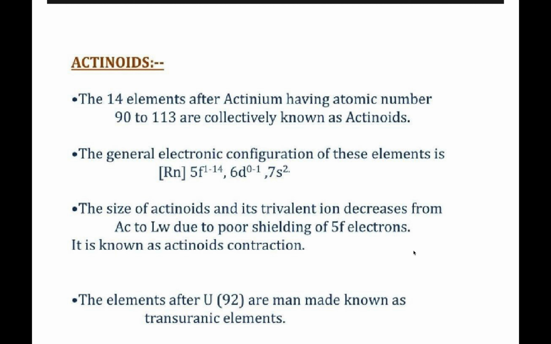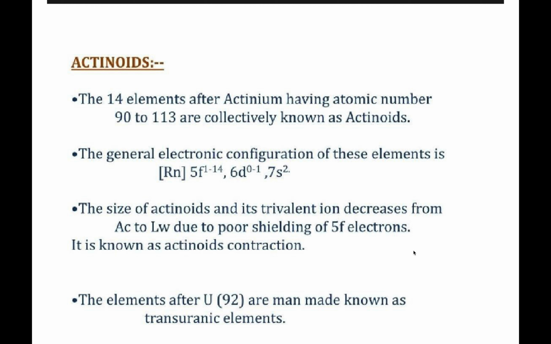This is due to the poor shielding of 5f electrons. We have lanthanide contraction as well as actinoid contraction, same thing. And the elements after uranium 92 are all man-made, and therefore they are known as transuranic elements. They will be asking about transuranic elements, so you have to remember that. The elements after U92 do not occur in nature, but are made by man, and so they are called transuranic elements.